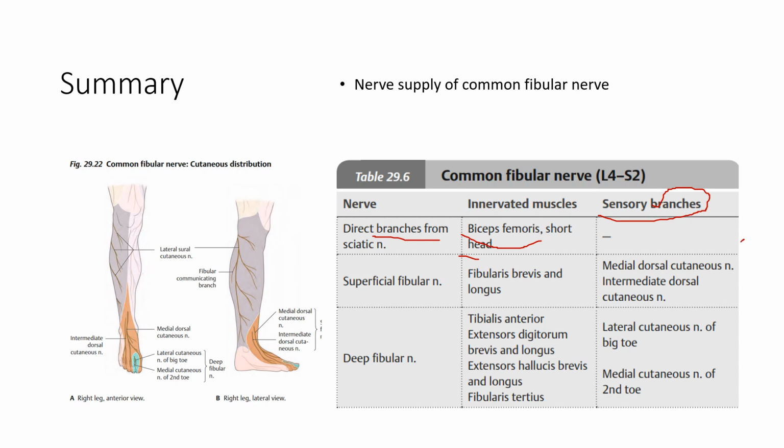And the deep fibular nerve supplies all these muscles. I have explained this in my previous video, so do check it out. The link to that video will be in my description. The sensory supply of this nerve is the lateral cutaneous nerve of the big toe and the medial cutaneous nerve of the second toe.